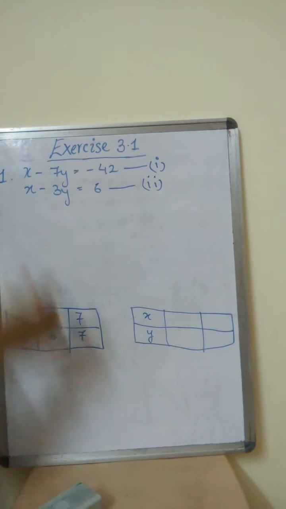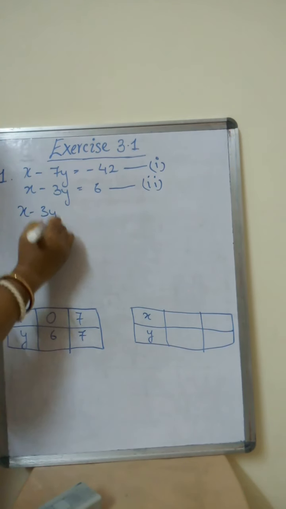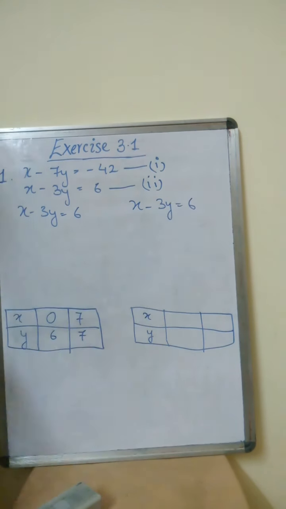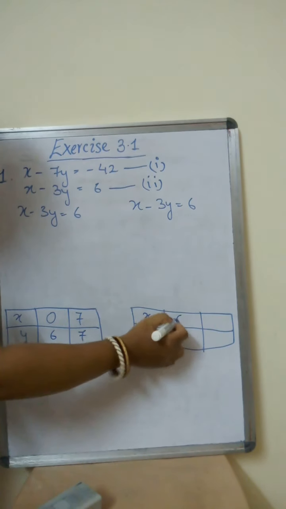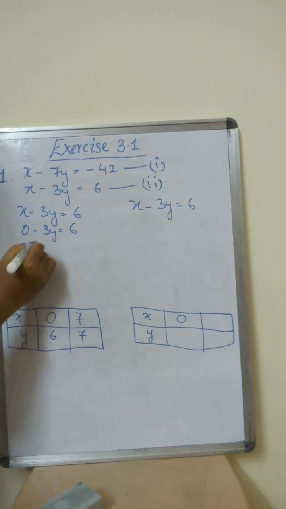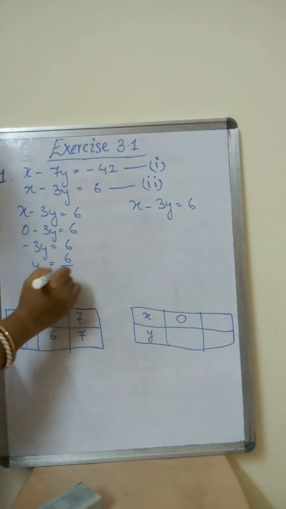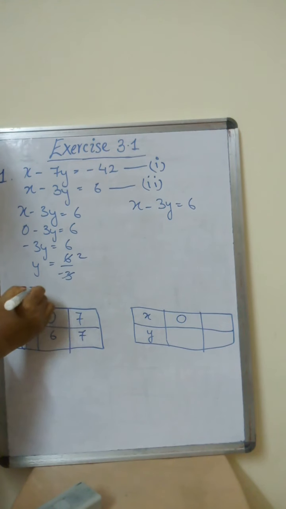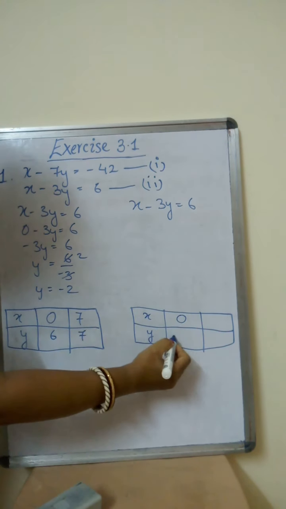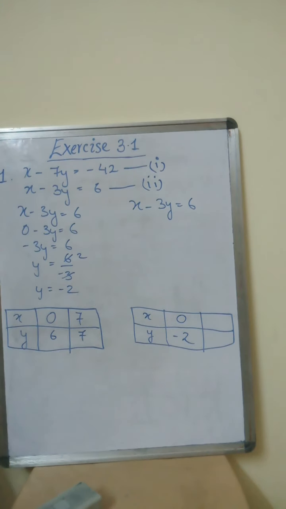Okay, now my second equation is x minus 3y equals 6. I write it because I have to find two values, right? So now let me take the first value. Again I take x as 0. So here 0 minus 3y equals 6. So minus 3y equals 6. So y is equal to 6 by minus 3. 3 2s are 6, so my value is minus 2. So when I take x to be 0, my value of y is minus 2.